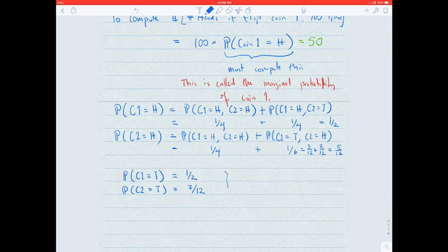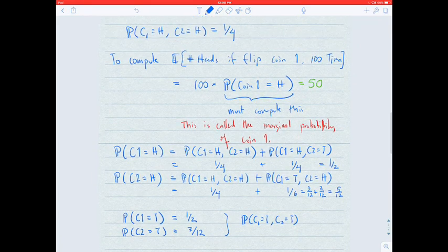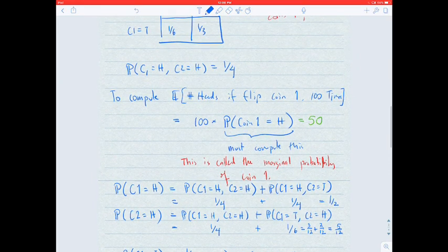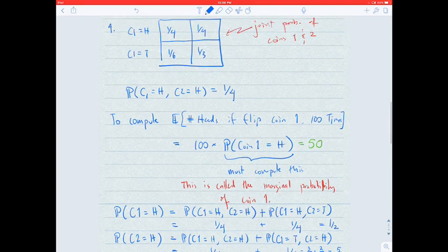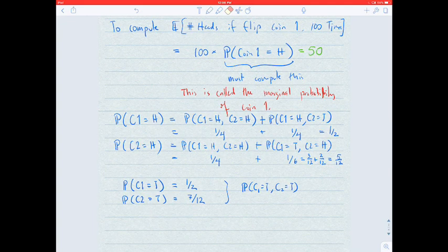So what about now the probability that coin 1 equals tails and coin 2 equals tails? Well, we can just look at this table. So scrolling up a little bit, we see that it is equal to 1/3. And it's this value right here. So we know that this is 1/3.